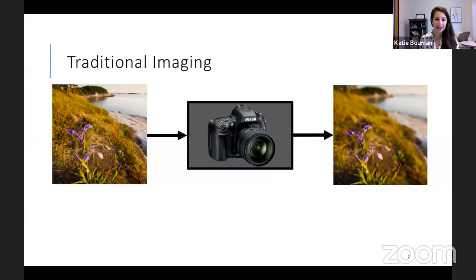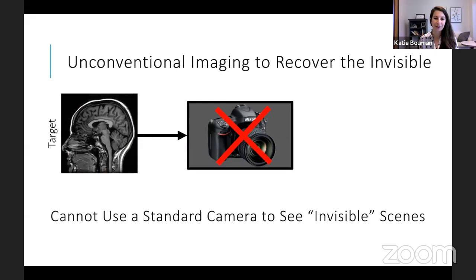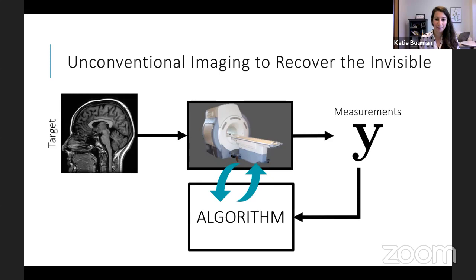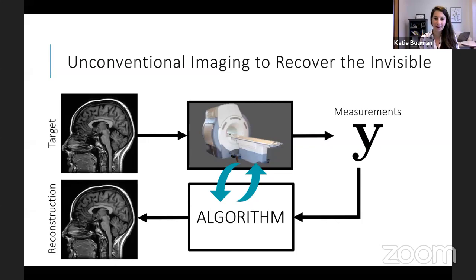But in many cases, what we want to image is actually invisible to us. As you all know, we can't use just a standard camera to take a picture of our brain. In these cases, since it's impossible to directly image the thing we want to see, we have to develop alternative ways to take indirect measurements, for instance, using the MRI scanner. These measurements don't look anything like the image we're trying to capture, and so we have to design algorithms that work with the new sensing system in order to recover the desired picture. You all know this as computational imaging, which many of you are working in.